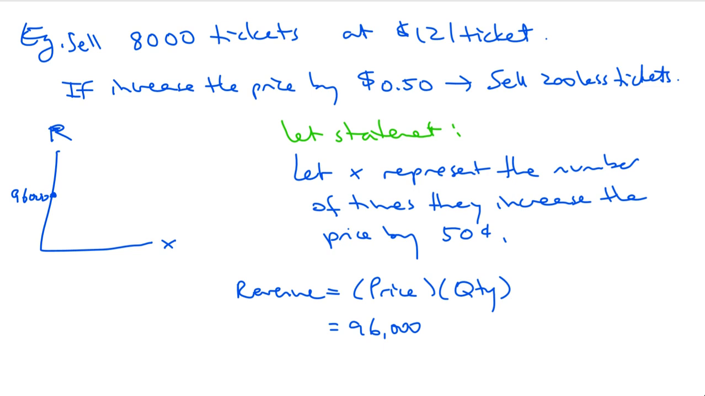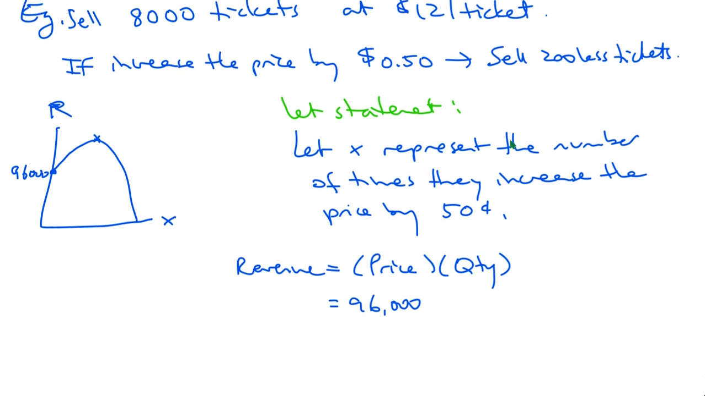Okay, and now as they add 50 cents to the price, the revenue will actually go up and it'll reach some kind of maximum point. After that, if they keep adding to the price, they're going to sell so few tickets that they're not going to be increasing their revenue anymore. So what we want to find is this point up here. We want to find the vertex. At what point will they have the maximum revenue?